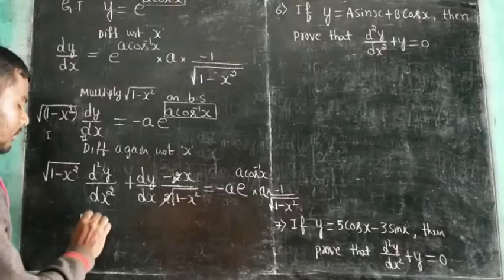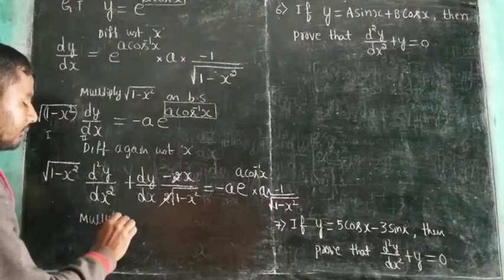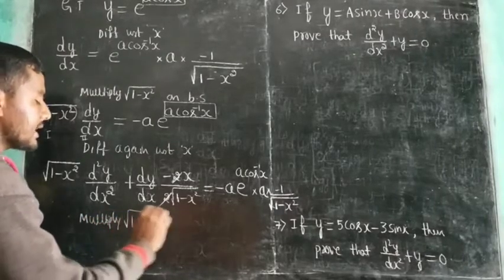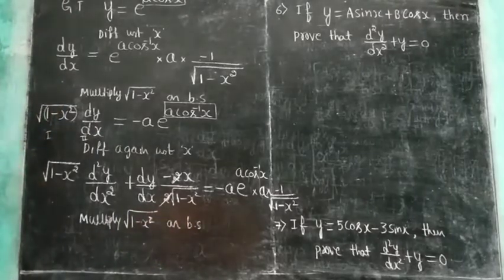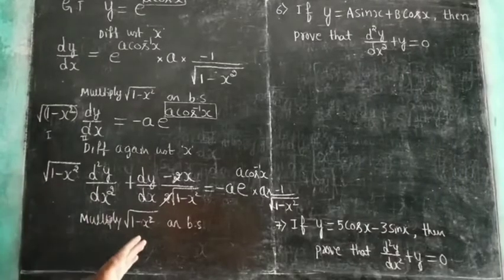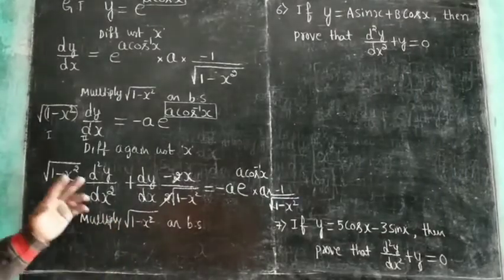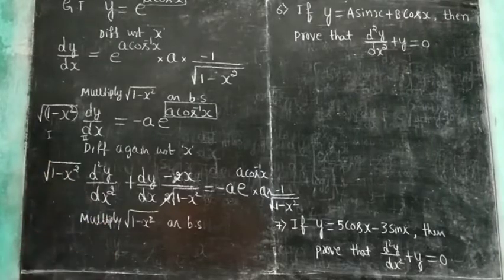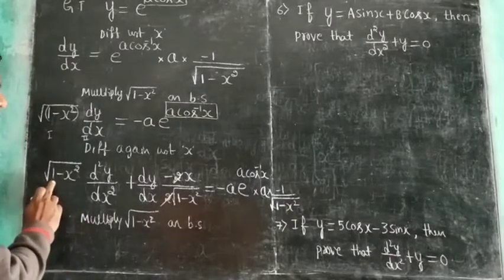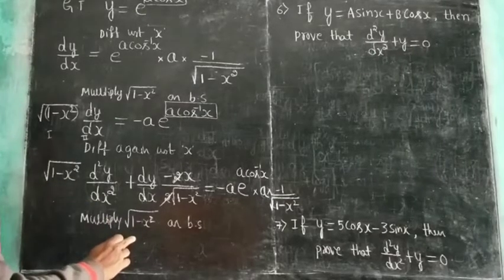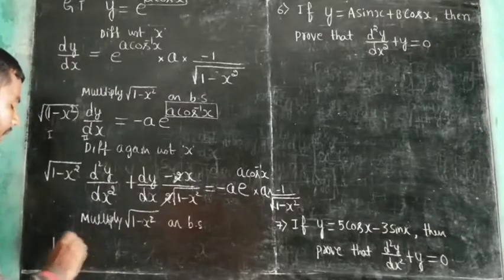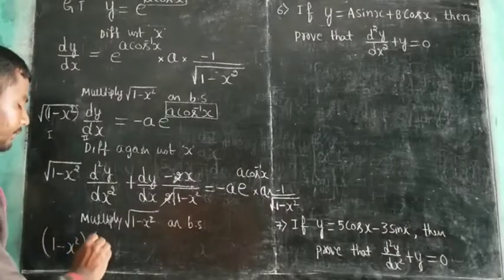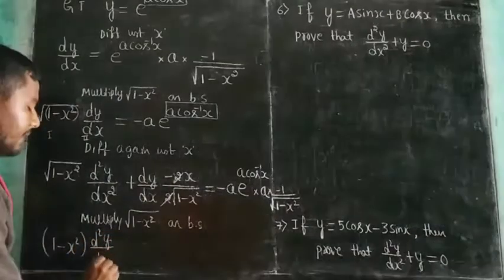Once again multiply root of 1 minus x square on both sides. Here root of 1 minus x square into root of 1 minus x square is root of 1 minus x square whole square. Square and root are cancelled, the remaining value is 1 minus x square into d square y divided by dx square.